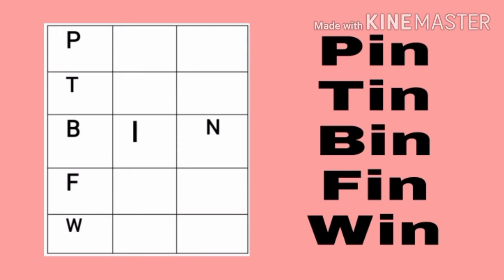Next letter is B. B's phonic sound B. We add ion in B. So B-I-N, bin. Then F phonic sound is F.